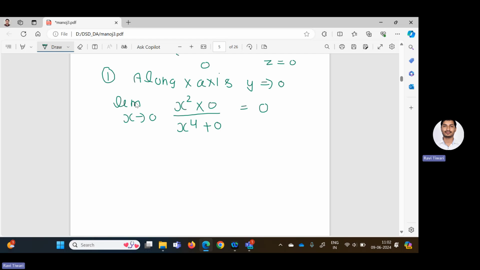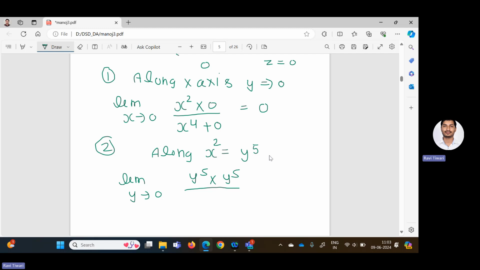The second path we can choose along x square equal to y power 5. Then what you will get? Limit y tending to 0. X square is what? Y power 5. So you will get y power 5 into y power 5 divided by x power 4. So if x square equal to y power 5, then what will be x power 4? Y power 10, plus y power 10 is given.